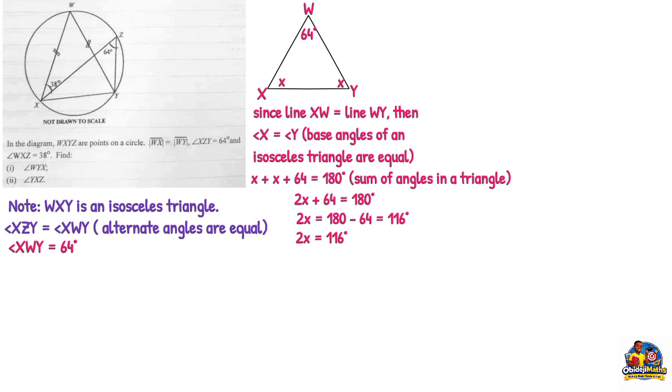So don't forget our x is also the angle we are looking for, angle WYX. That's 58. Then if you look at angle WXY, it is 58 also, which means we can get angle YXZ from it by subtracting 38 from 58.